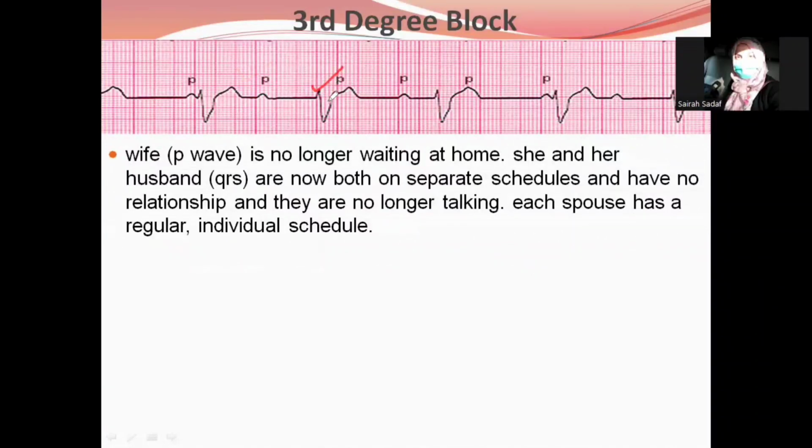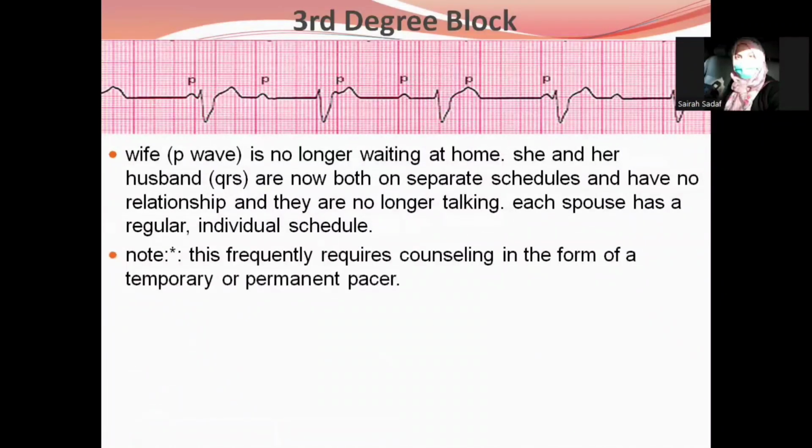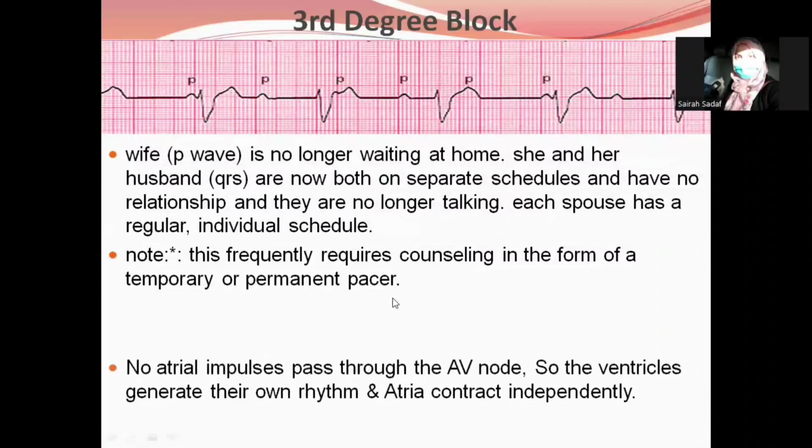They are both regular. Now, if you see their intervals, the RR interval is the same. The P to P distance is the same. They will be coming on their own, like they are independent of each other. They are not depending on each other. They are not following each other. This frequently requires counseling in the form of temporary or permanent pacing.